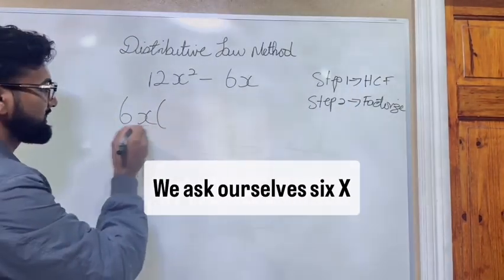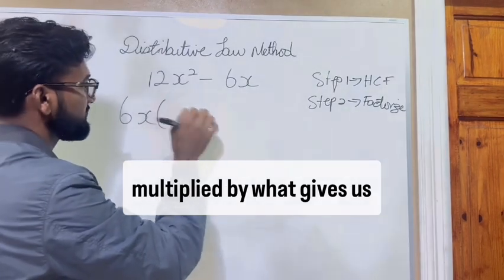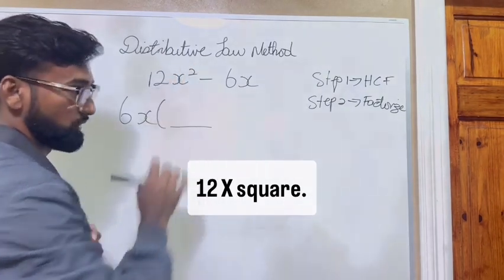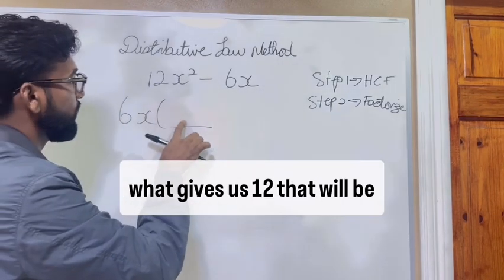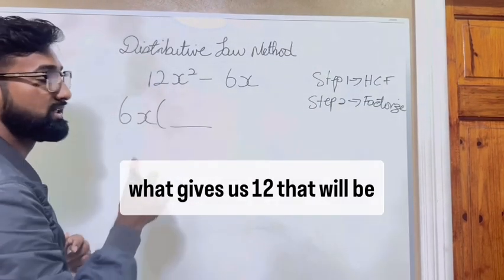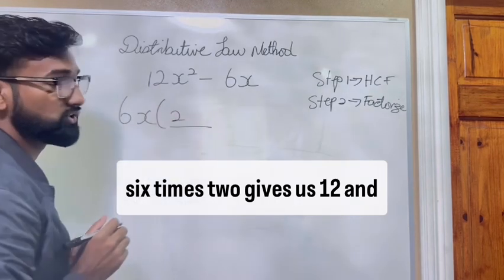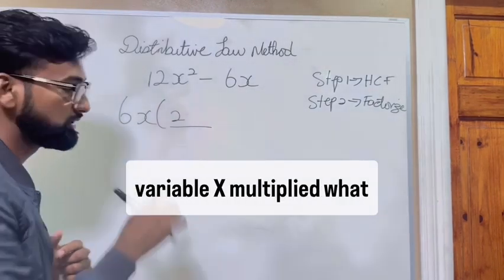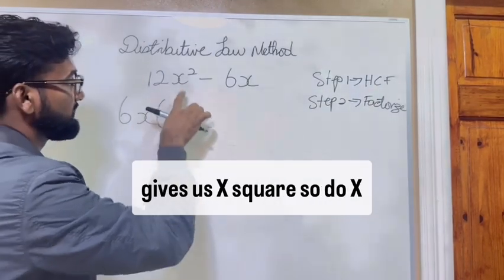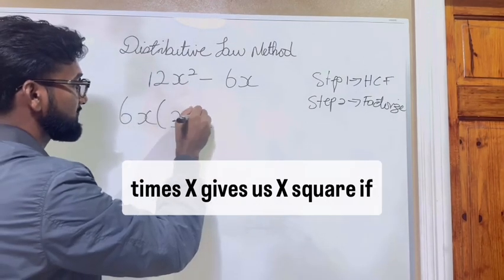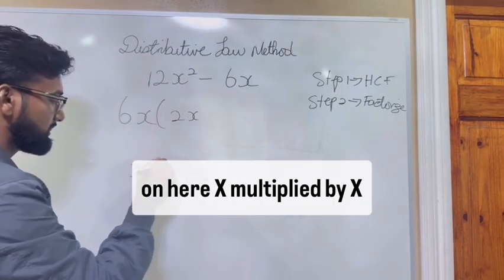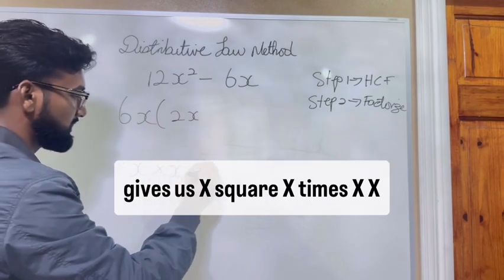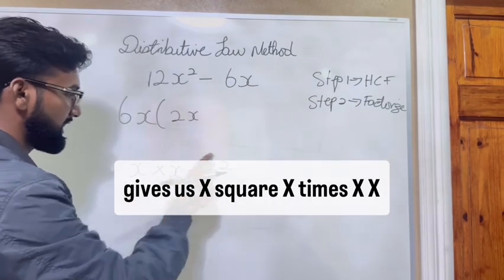We ask ourselves, 6x multiplied by what gives us 12x squared. So we can break it up. We can say 6 multiplied by what gives us 12. That will be 6 times 2 gives us 12. And then we can go with the variable. X multiplied by what gives us x squared. So the x times x gives us x squared. If you're not sure, let's put it down here. X multiplied by x gives us x squared. X times x, x squared.